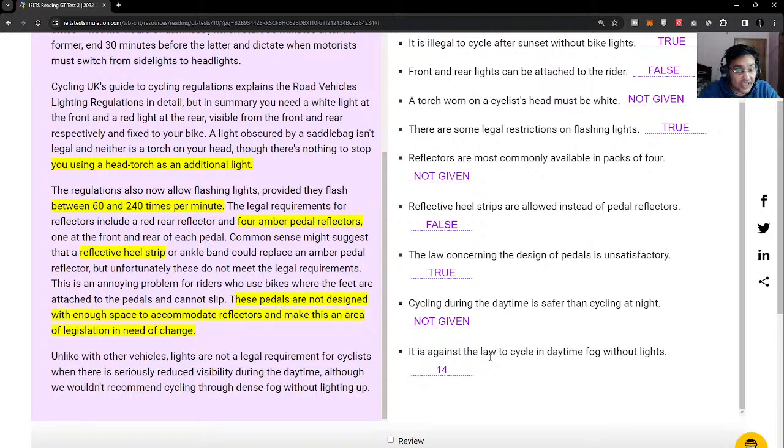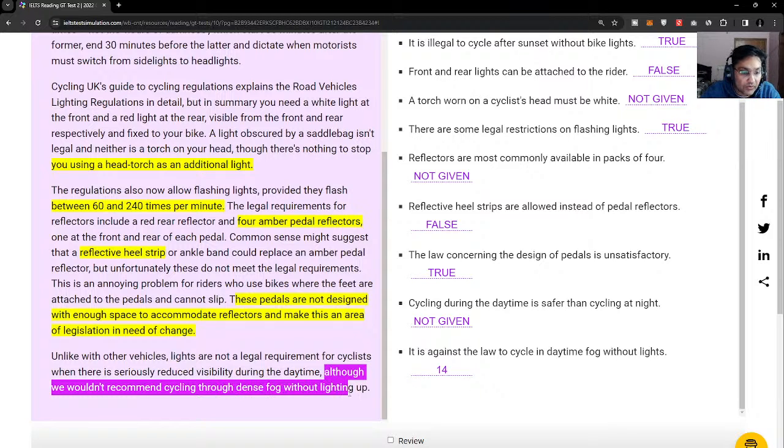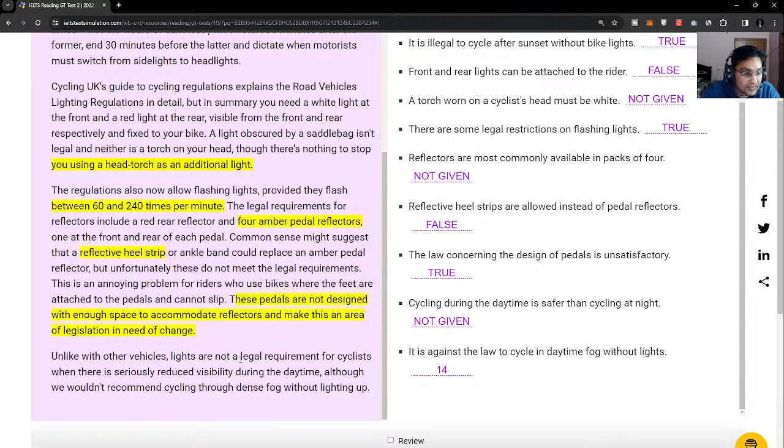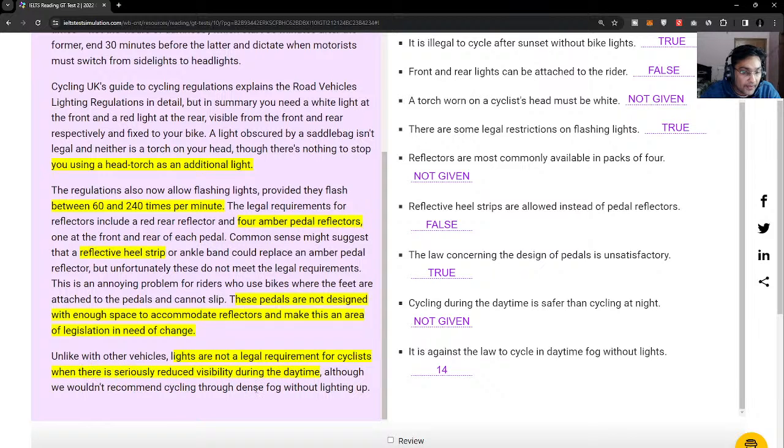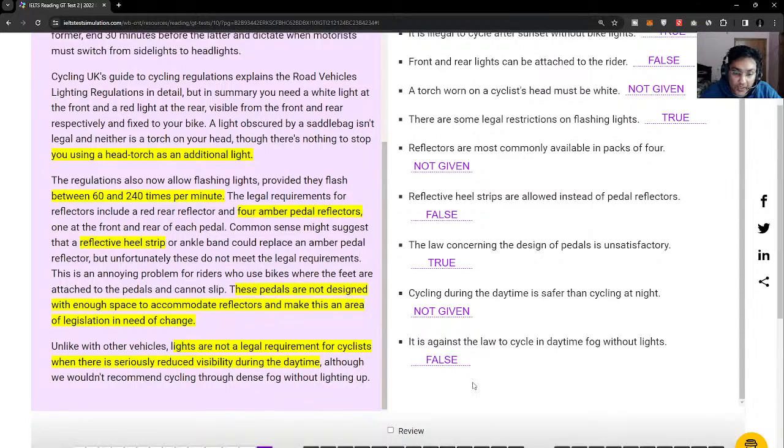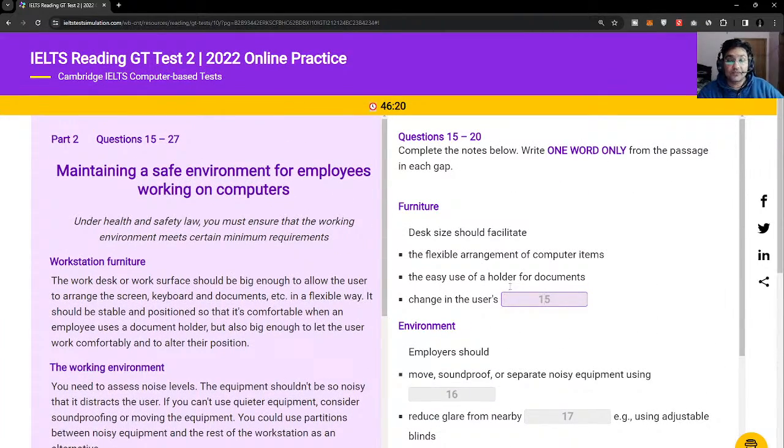It is against the law to cycle in daytime fog without lights. Although we wouldn't recommend cycling through dense fog without lighting up, lights are not a legal requirement for cyclists when there is seriously reduced visibility during the daytime. It matches, but it is a complete contradiction. The question states that it is against the law. The passage states that it is not a legal requirement, hence they are a contradiction. It is not against the law, hence it is false. Okay, so the 14th one is false. Let's move on to 15th.